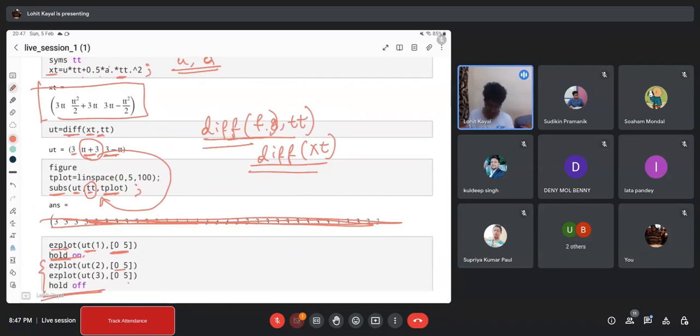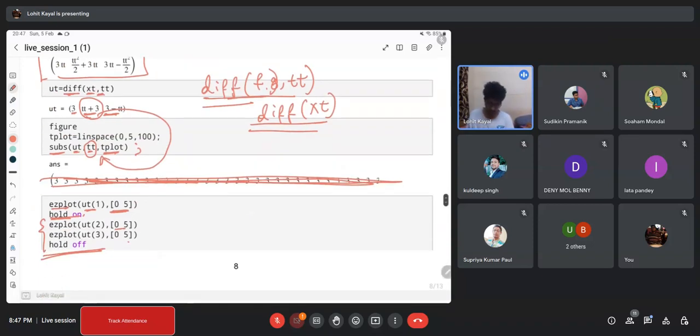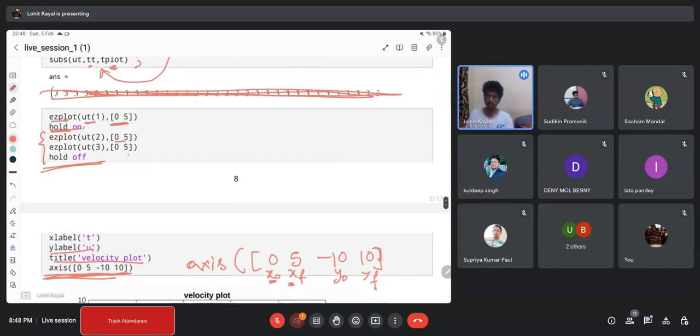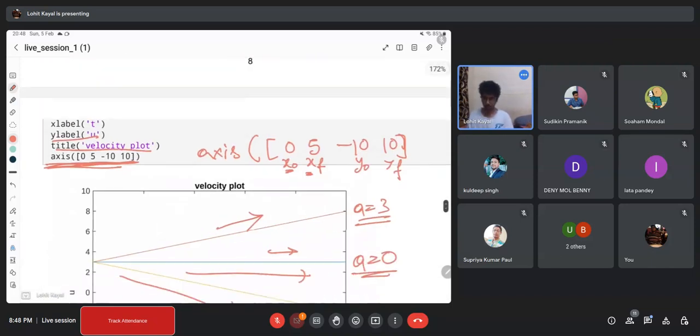Okay, so here this is the thing. Previously I substituted a scalar in place of the symbolic variable. Now I am substituting a vector, because you always have to work with this vector. Remember, in place of t, I am substituting tplot, I will get some numbers, and here I am using ezplot to plot those results.